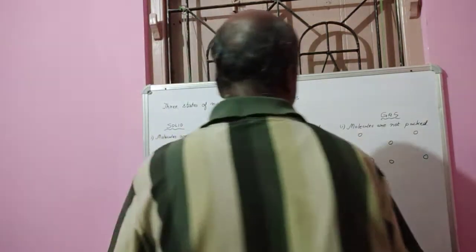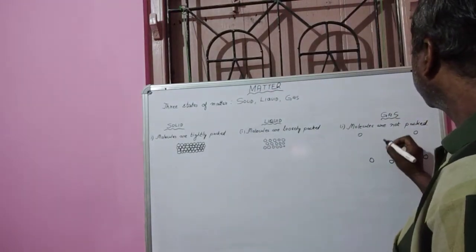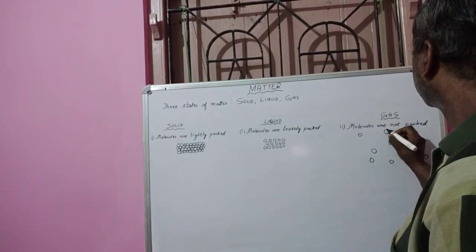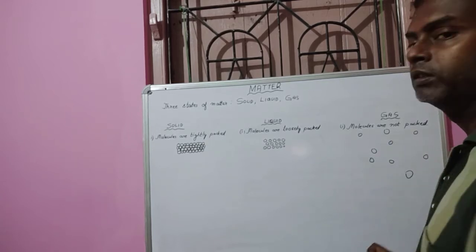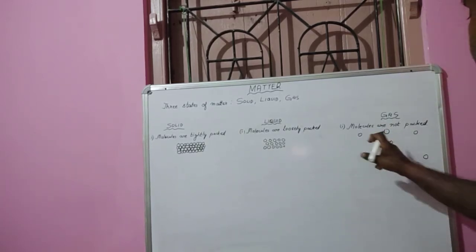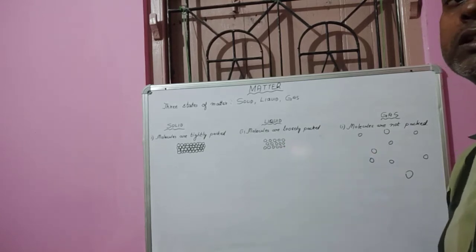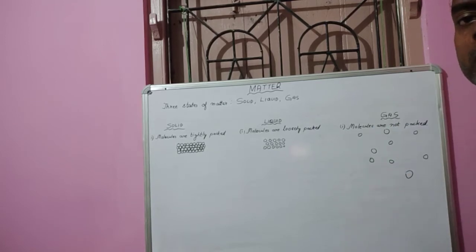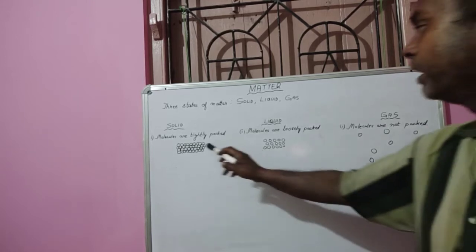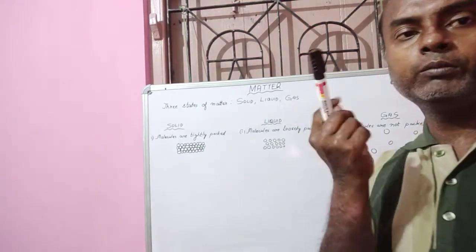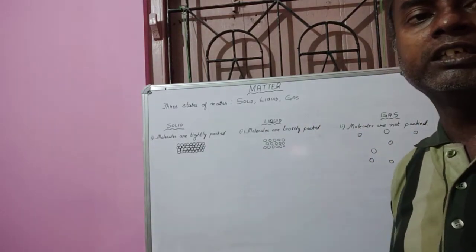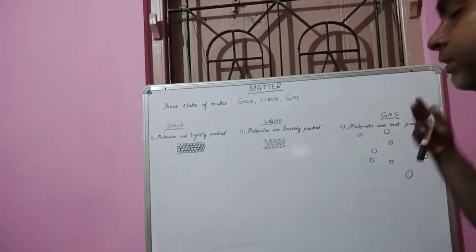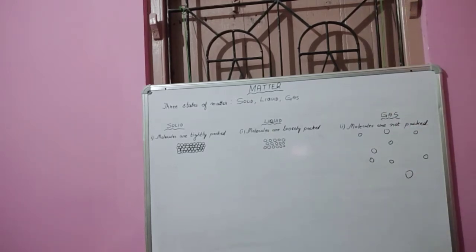But if you consider gas molecules, they are not at all packed. See, there are no rows. They are simply roaming here and there. They are not arranged in rows. So there is no packing of molecules. The molecules are left alone and they move here and there according to their own wish and will. But the movement according to their own will doesn't happen in solid and liquid. In liquid, movement is there very slightly, but it is restricted to a certain level. But in gas, the movement happens randomly.